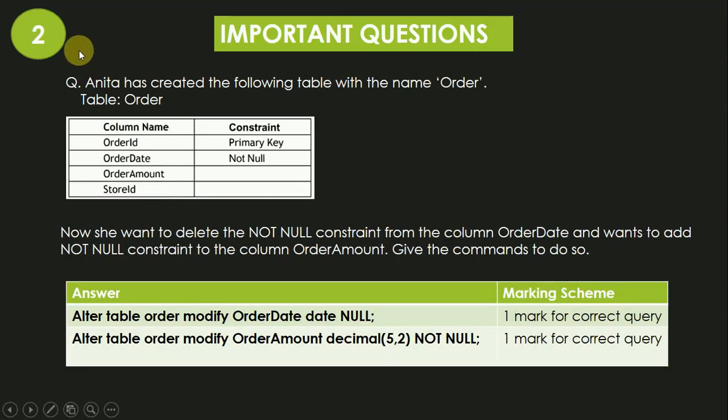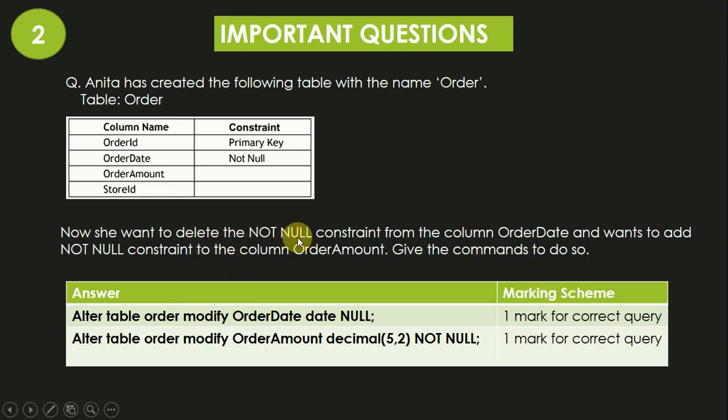Now the next question is, Anita has created the following table with the name order, again with the attributes order ID as the primary key, order date as not null, order amount and store ID. Now she wants to delete the not null constraint from the column order date and add the not null constraint to the column order amount. We have to give the commands to do so.